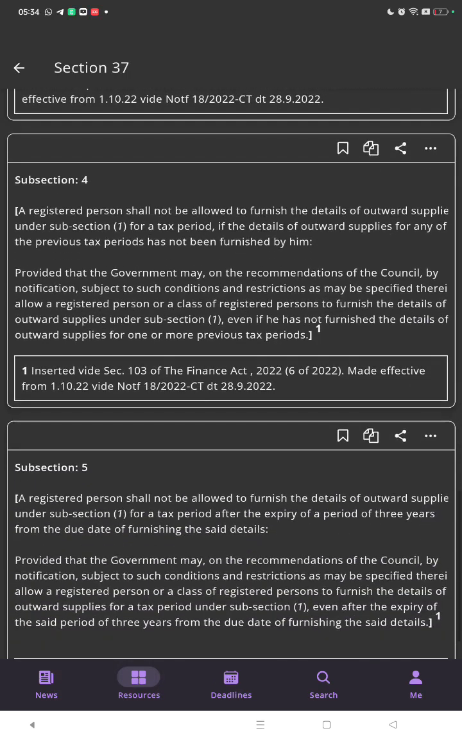Subsection 4: the registered person shall not be allowed to furnish the details of outward supplies under subsection 1 for the tax period if the details of outward supplies for any of the previous tax periods have not been furnished by him. Provided that the Government may, on the recommendation of the Council, by notification, subject to such conditions and restrictions as may be specified therein, allow a registered person or a class of registered persons to furnish the details of outward supplies under subsection 1, even if he has not furnished the details of outward supplies for one or more previous tax periods.